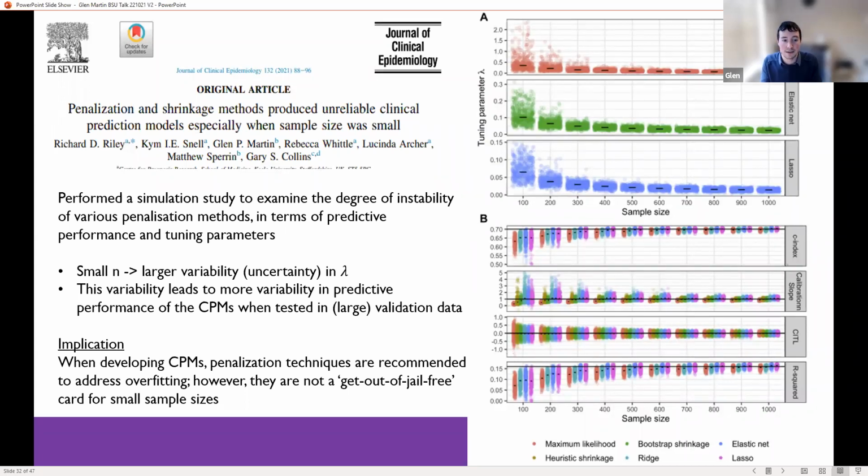And so what we conclude in that paper is that penalization techniques are useful, but they're not a get out of jail free card, so to speak, for small sample sizes. So if you have insufficient data, and you can base that on Richard's sample size criteria, you can't simply apply LASSO to overcome that limitation.